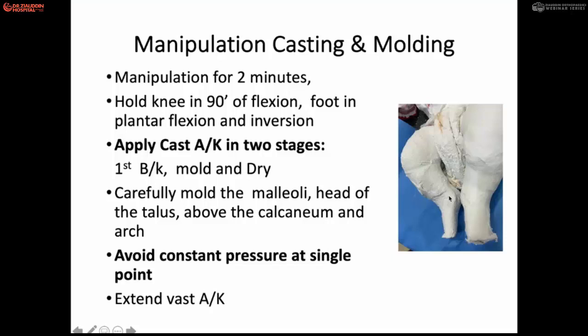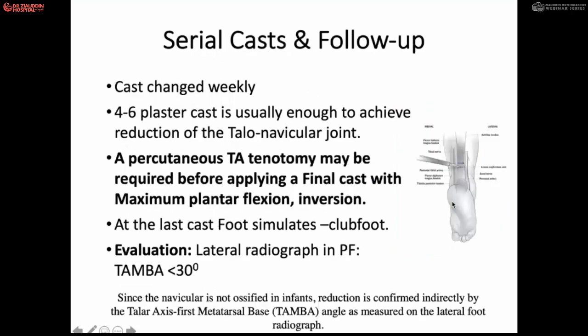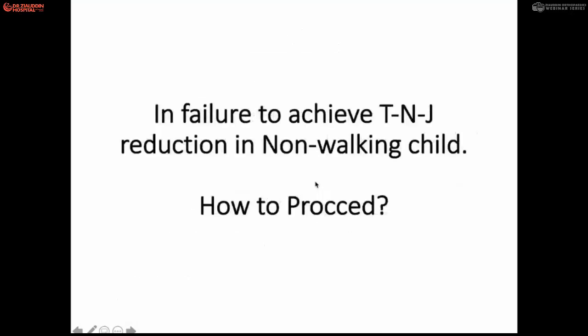But you should not give constant pressure at any side. If you give constant pressure, this will produce a pressure sore. So while keeping the pressure, you have to move your thumb on the medial side continuously so that it does not produce a pressure sore. The plaster is changed weekly, and 4 to 6 casts are usually required. Before the final cast, you have to do percutaneous tenotomy, and evaluation can be done by the Tomba Kamba and the already discussed radiological exercises.